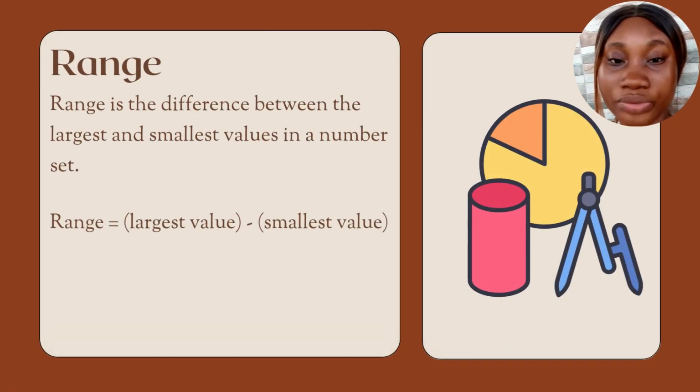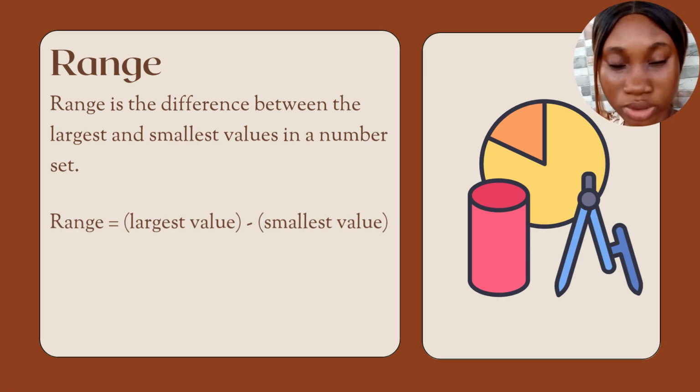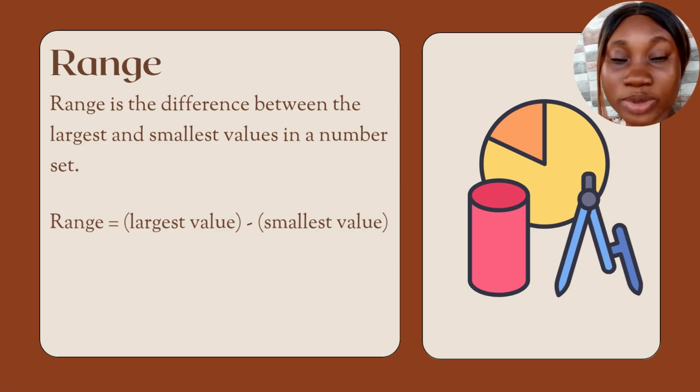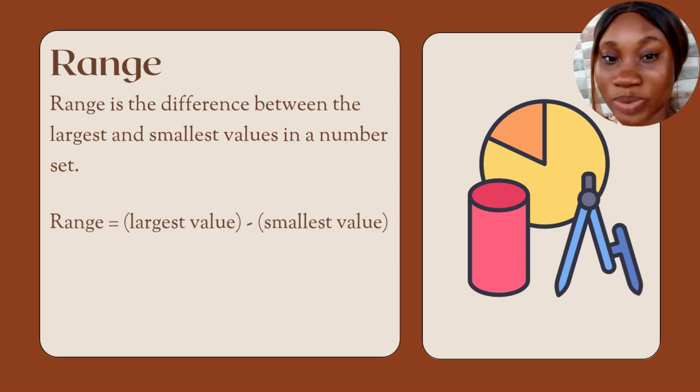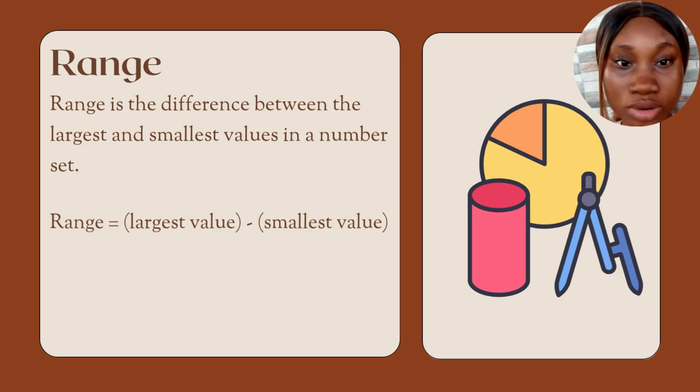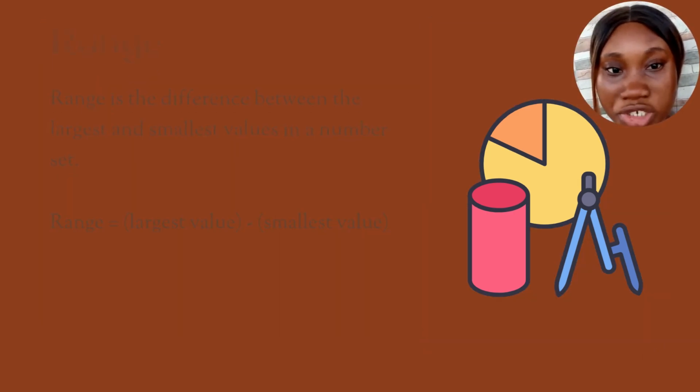Now for range, range is simply the difference. You know when they say find the difference, it simply means subtraction, minus. So range is simply the difference between the big number and the small number, the larger number and the smaller number, or the largest number and the smallest number. That is just your range. So largest number minus smallest number, that is range.